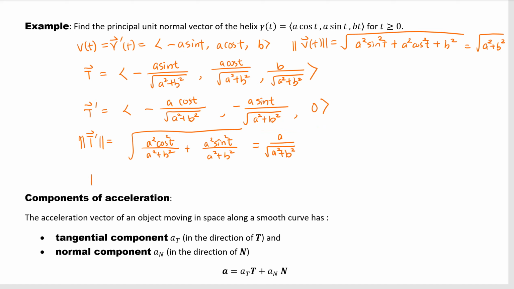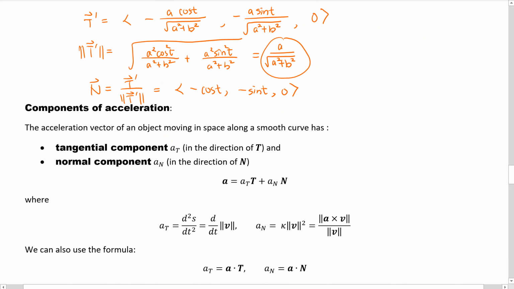Okay, so finally our N is T prime over the magnitude of T prime. Which means we divided by this, and this is here. When we divide by it, we only see the cosine and sine, so minus cosine t, minus sine t, and 0. So this is the principal unit normal vector. So far so good? So it gives us the direction in which the curve is turning.